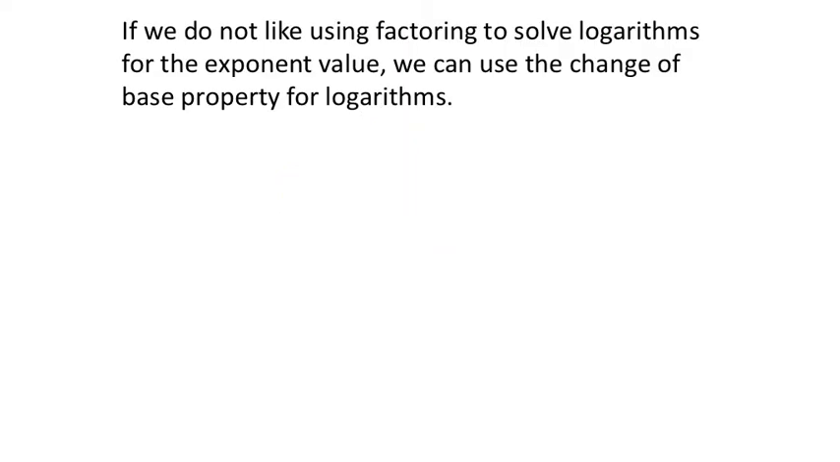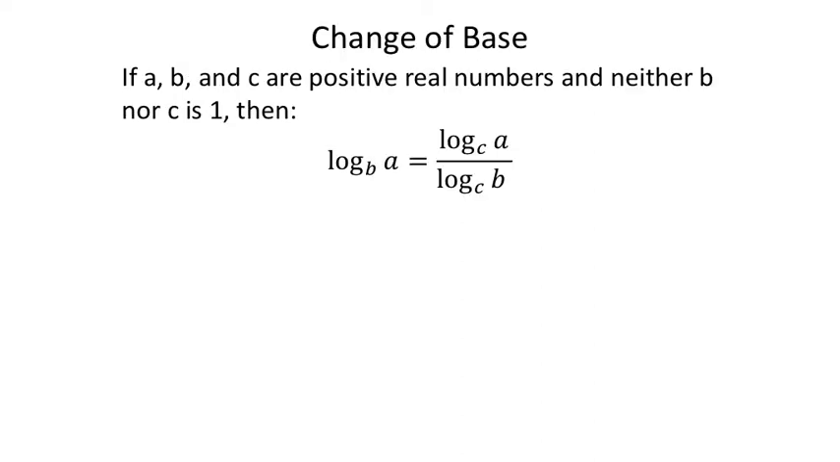If we do not like using factoring to solve logarithms for the exponent value, we can use the change of base property for logarithms. Again, this is what we've seen already. But we're using those common logs right now. You can use natural logs if you want, but we haven't gone over those. So we're going to stick with logs because hopefully the button at least looks a little familiar. So if we see something like this, we can just rewrite it as a log. This is showing log base c.